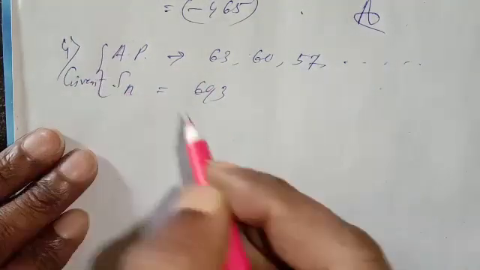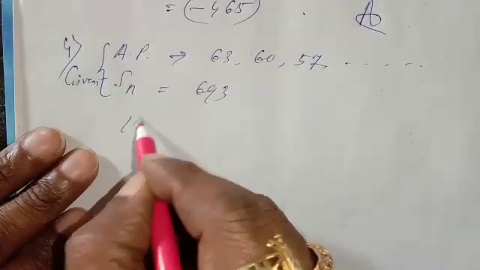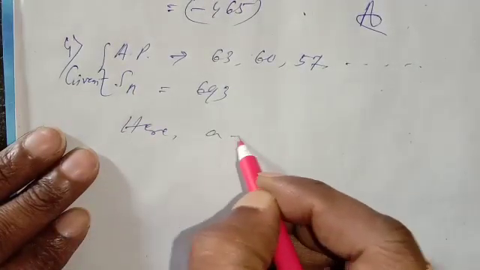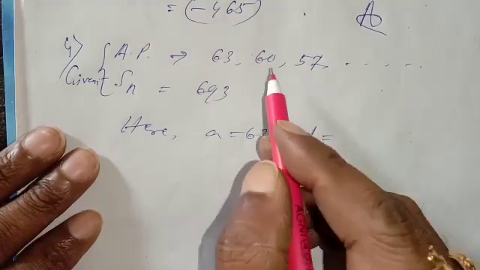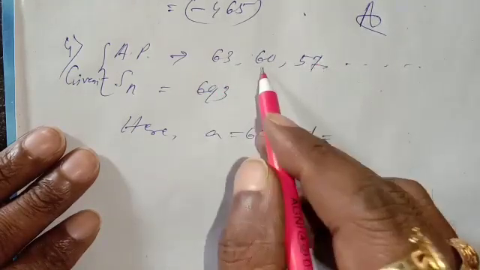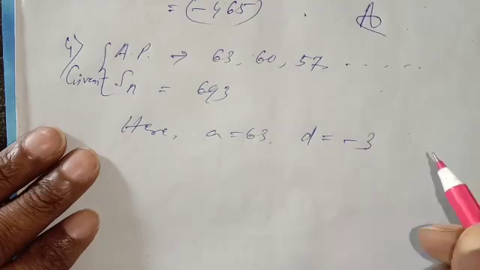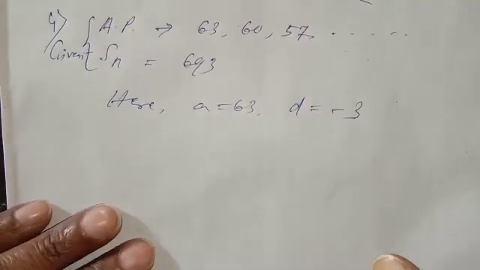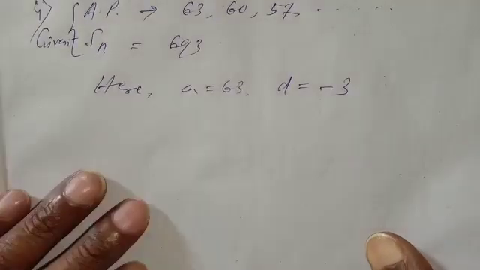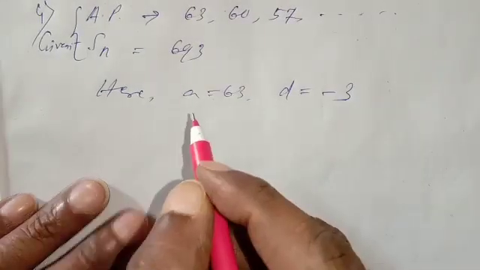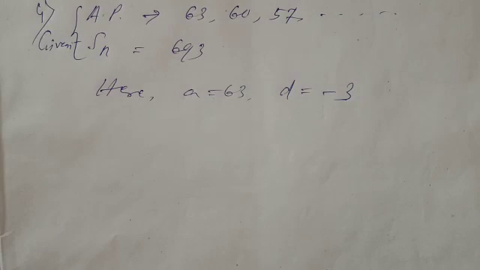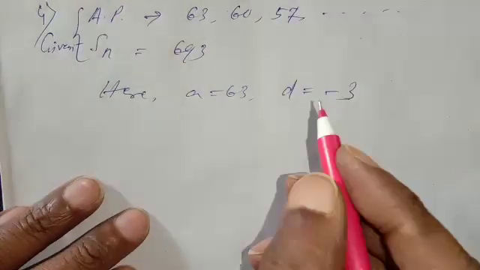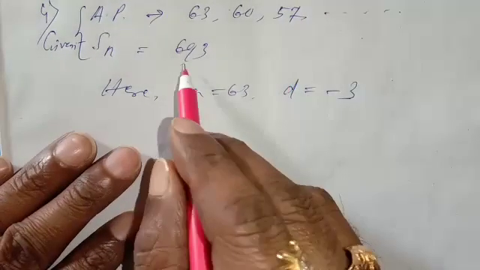Given AP 63, 60, 57. Here a is equal to 63, and the common difference d is 60 minus 63, or 57 minus 60, which comes to minus 3. And Sn, the sum of n terms, is given as 693. How many terms of the given AP should be taken so that the sum of the series will be 693?